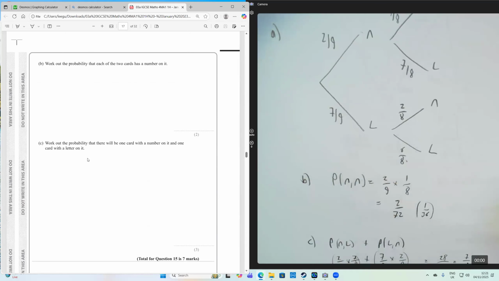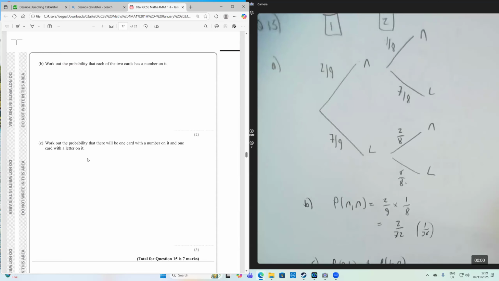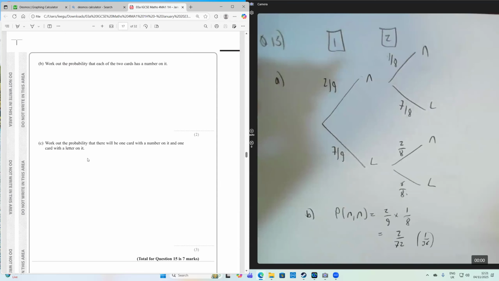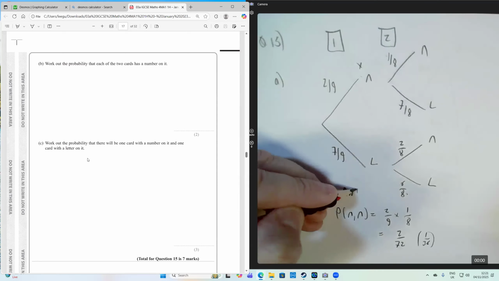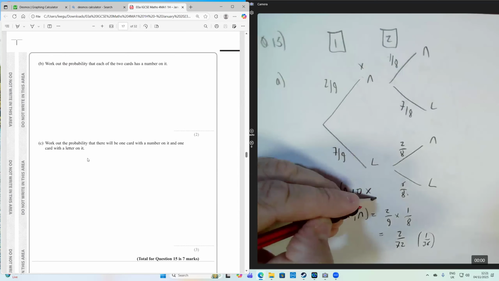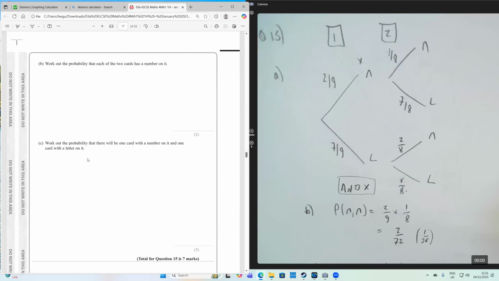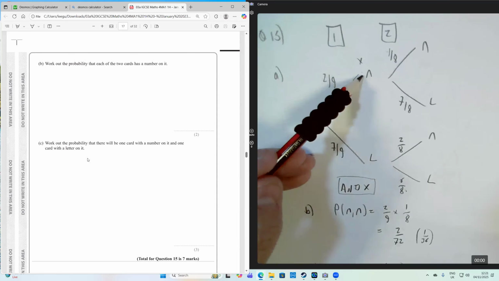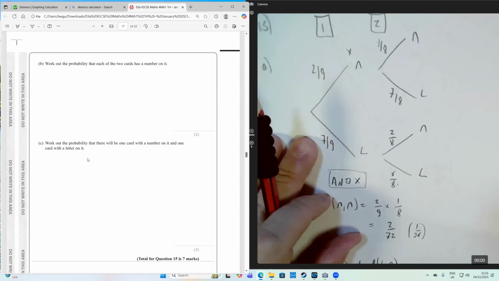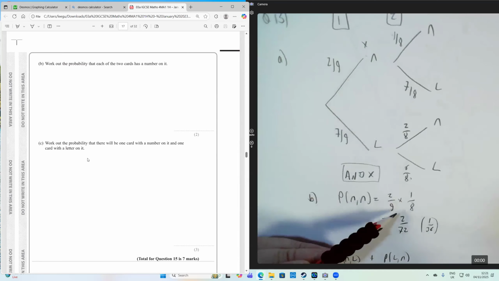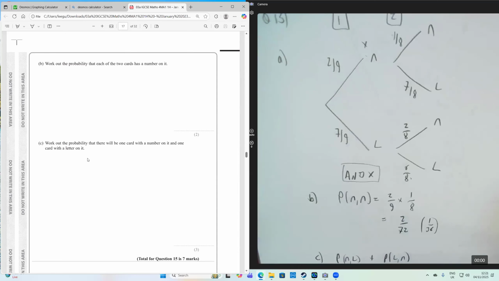Now it says work out the probability that each of the 2 cards has a number on it. So that's the probability of number and number. Now when you have to think about that word and, you must multiply. So that they both have a number on them is probability of number and number. So that's going to be 2 over 9 times 1 over 8, which is 2 over 72, which we could simplify into 1 over 36.